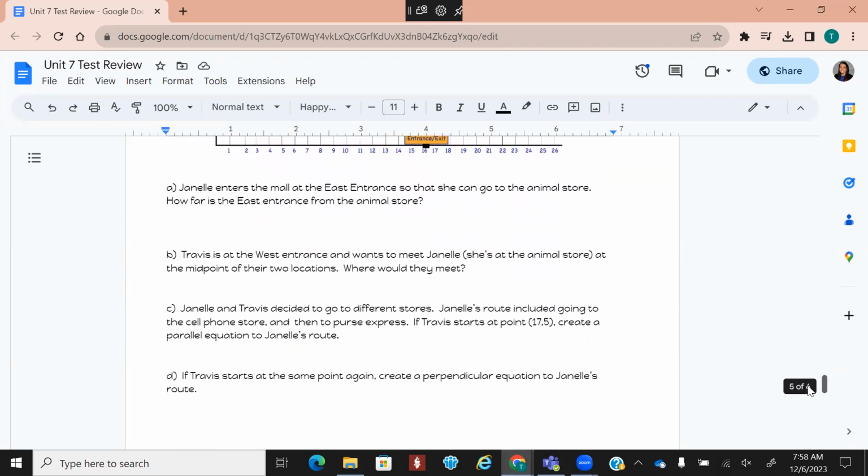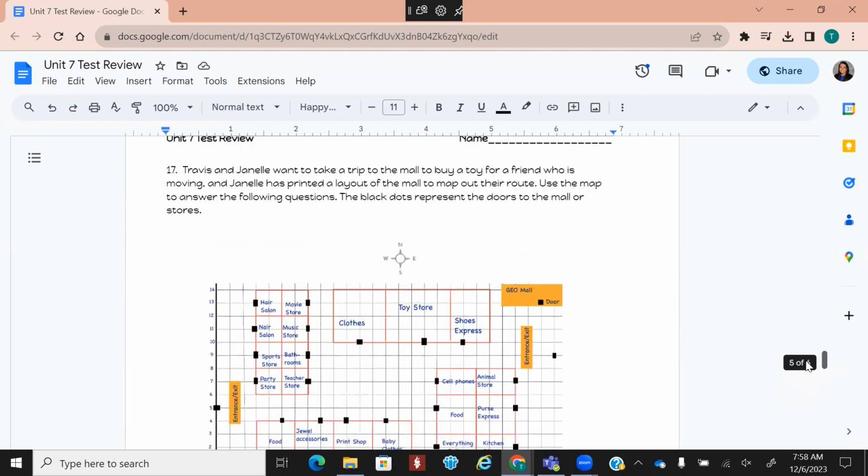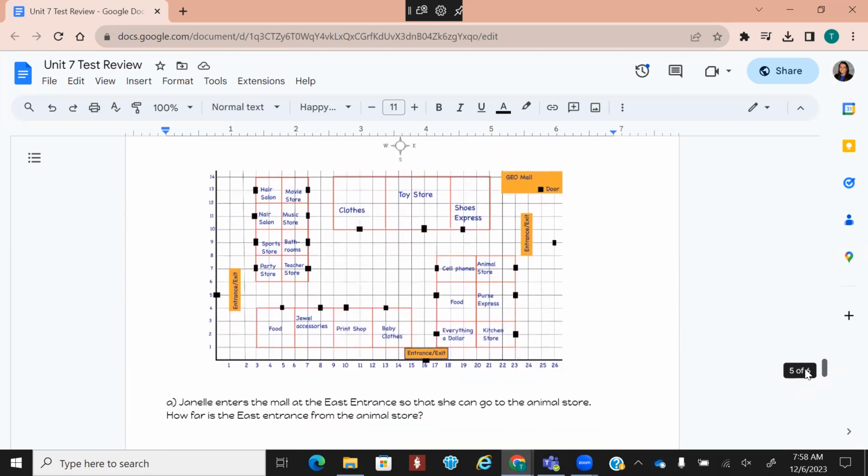Okay, I know that it's kind of hard to see your map. So here it is in color. Go ahead and take a moment. On part A, listen, on part A, it's asking for you to find the east entrance to the animal store and use the distance formula. Okay, so animal store is like right here, this little dot. And then the east entrance is right here. East is to the right.